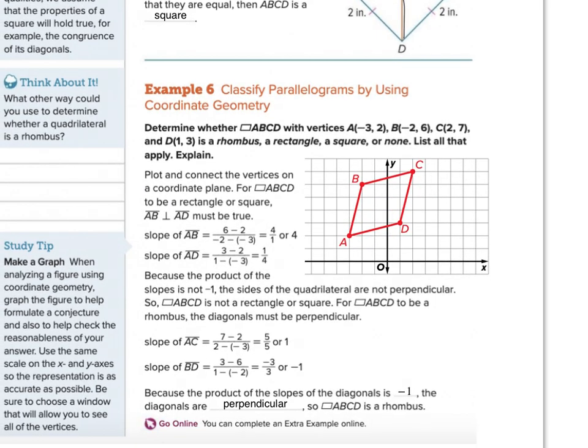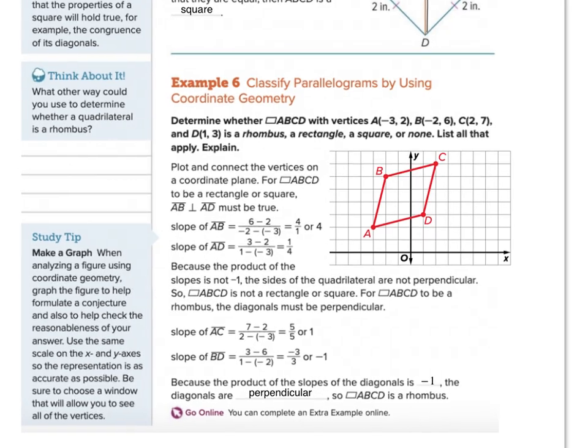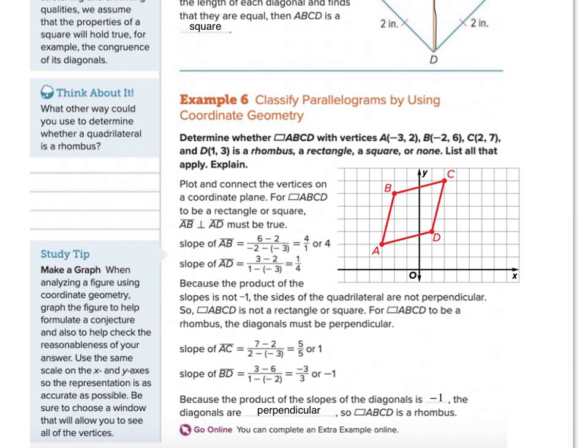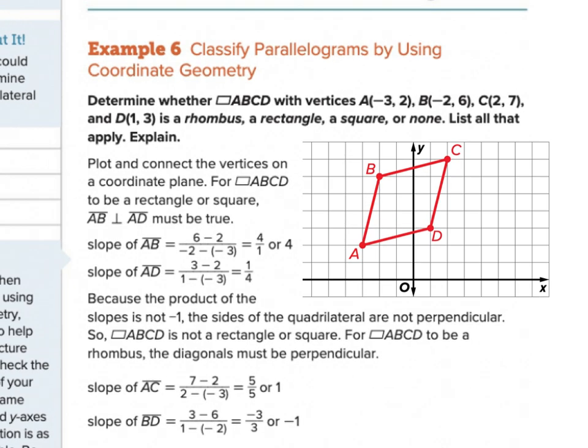And then classifying a parallelogram using coordinate geometry. Goodness. Determine whether ABCD with those vertices is a rhombus, rectangle, square, or none. List all that apply and explain. Okay, so what have they done here? They have said, let's plot and connect the vertices on the coordinate plane, so I've gone ahead and given that to you. In order to be a rectangle, AB has to be perpendicular to AD. That would make it a rectangle.